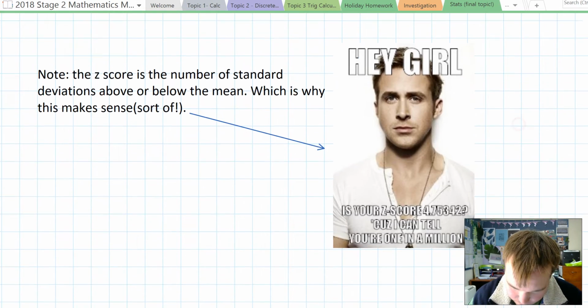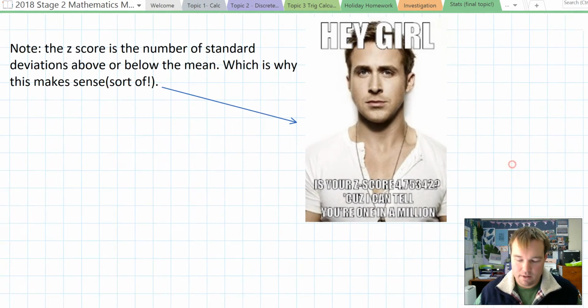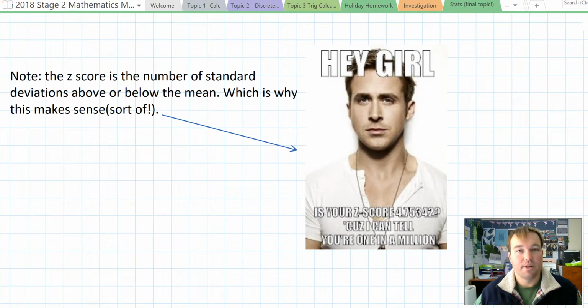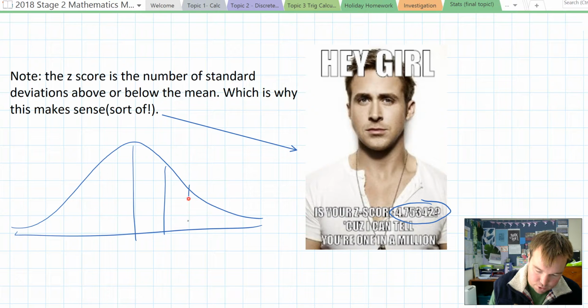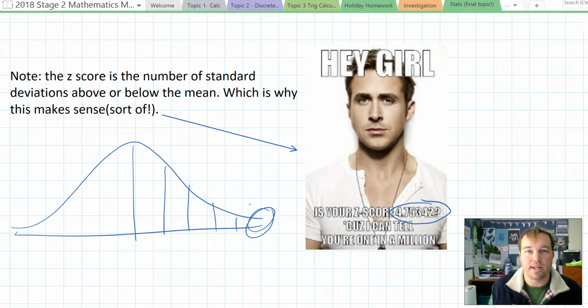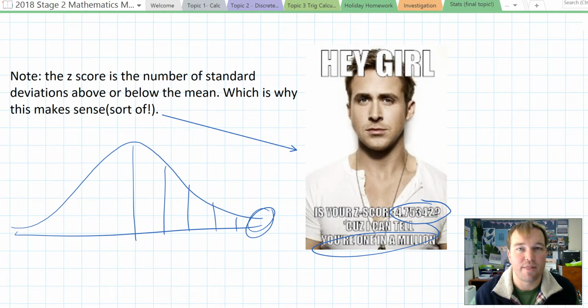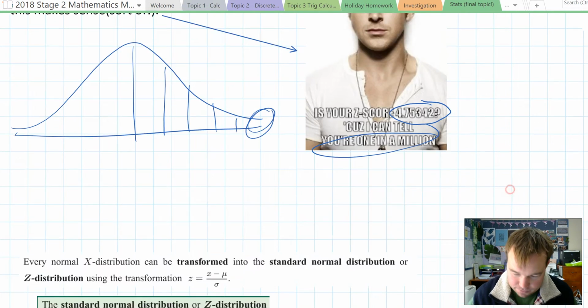So, hence the scores here. A Z-score of 4.75342, if you think about it on the bell curve, would put you 1, 2, 3, 4 standard deviations out, which is an infinitesimally small percentage of the population. Hence, 1 in a million are down that far out with a Z-score.